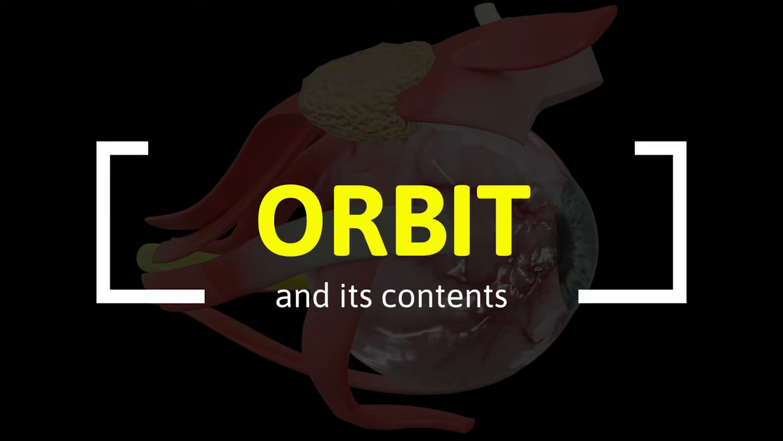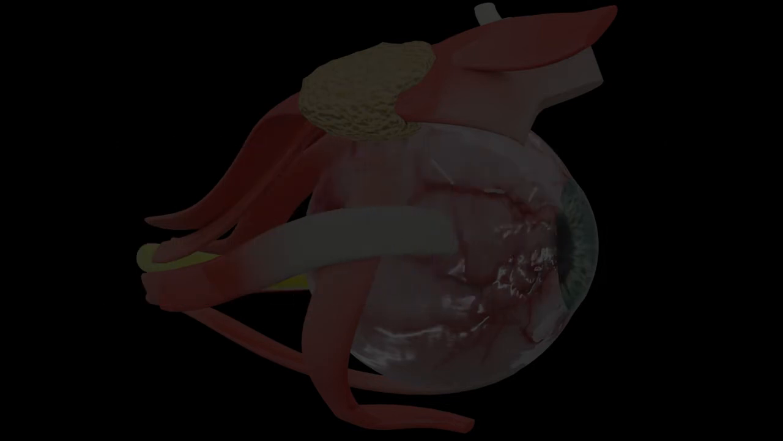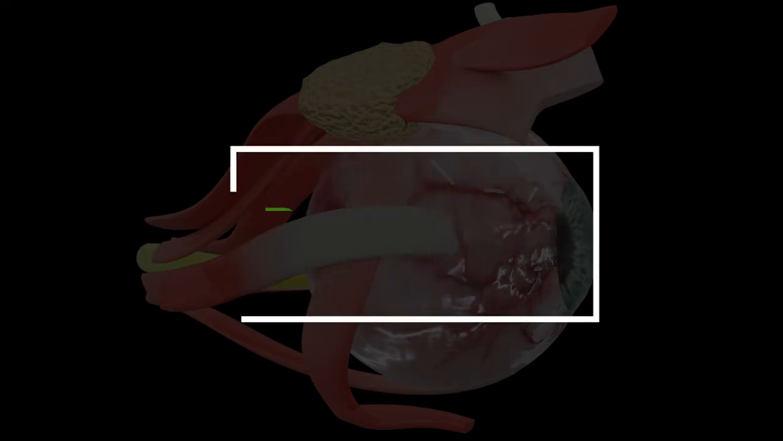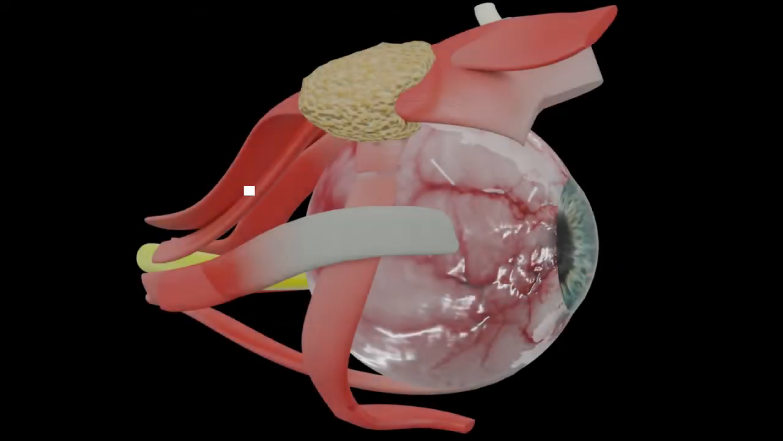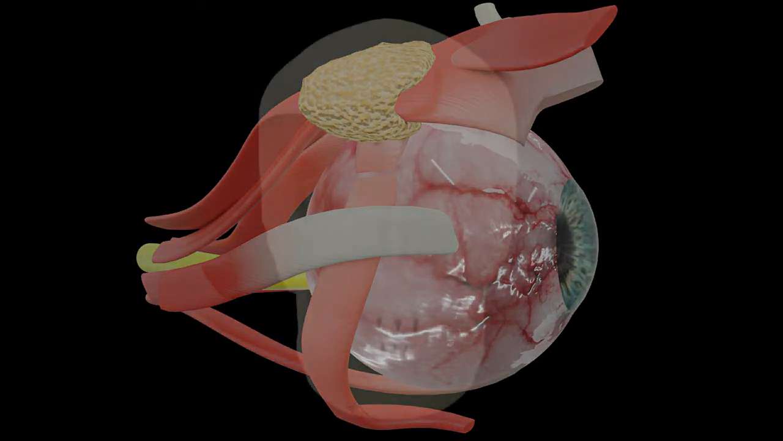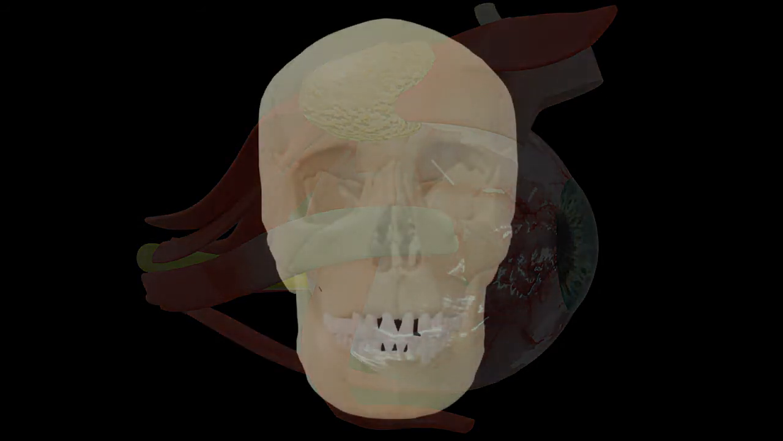We will cover this entire chapter in 3 videos. This video, the first in the series, deals with bony orbit and extraocular muscles. In the next one, we will discuss nerves and vessels of orbit, and in the final one, hopefully, we will deal with lacrimal gland and ciliary ganglia. Okay, let's dive into the video.